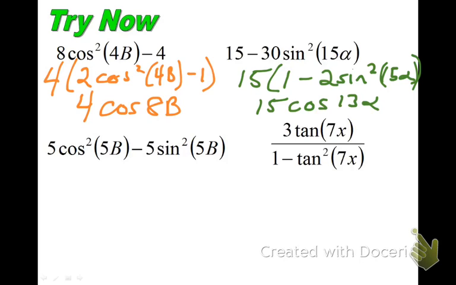Here we can factor out a 5. It would leave you with the cosine squared of 5 beta minus the sine squared of 5 beta, which again is the cosine double angle formula. So that would now be 5 cosine of 10 beta.